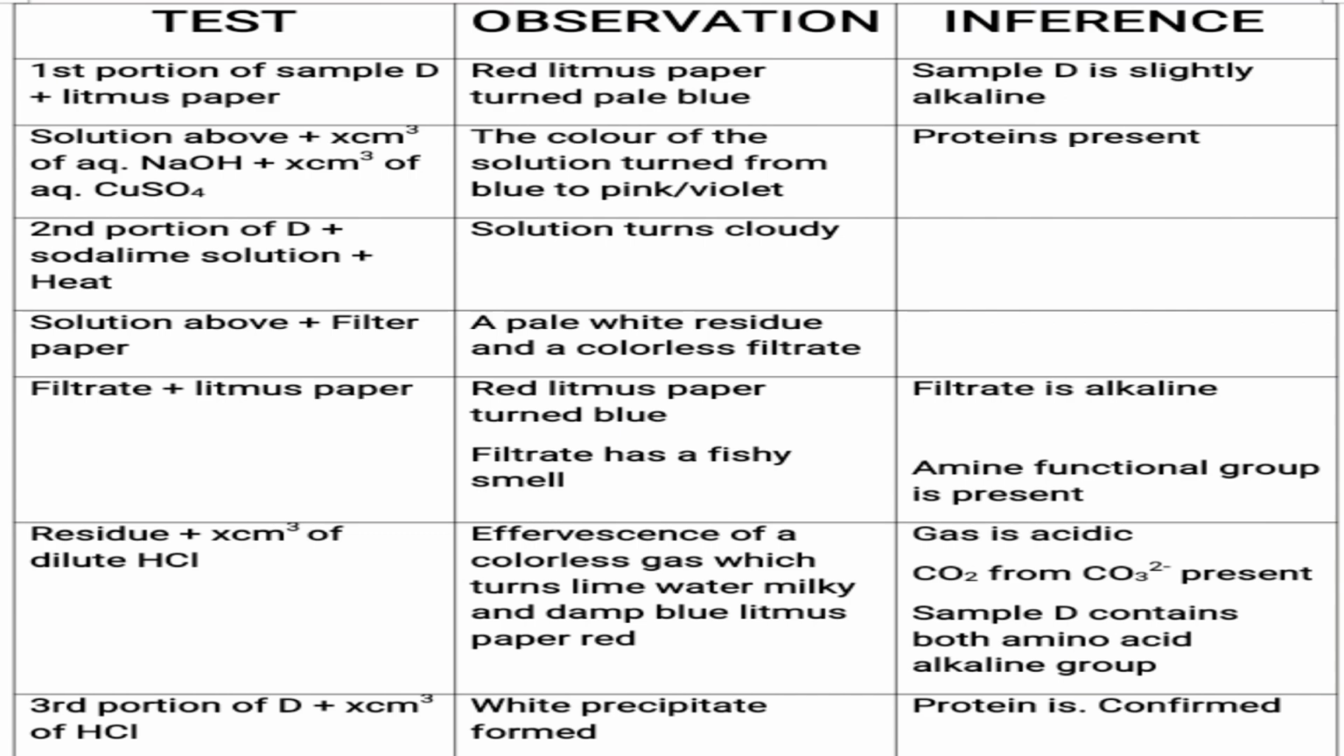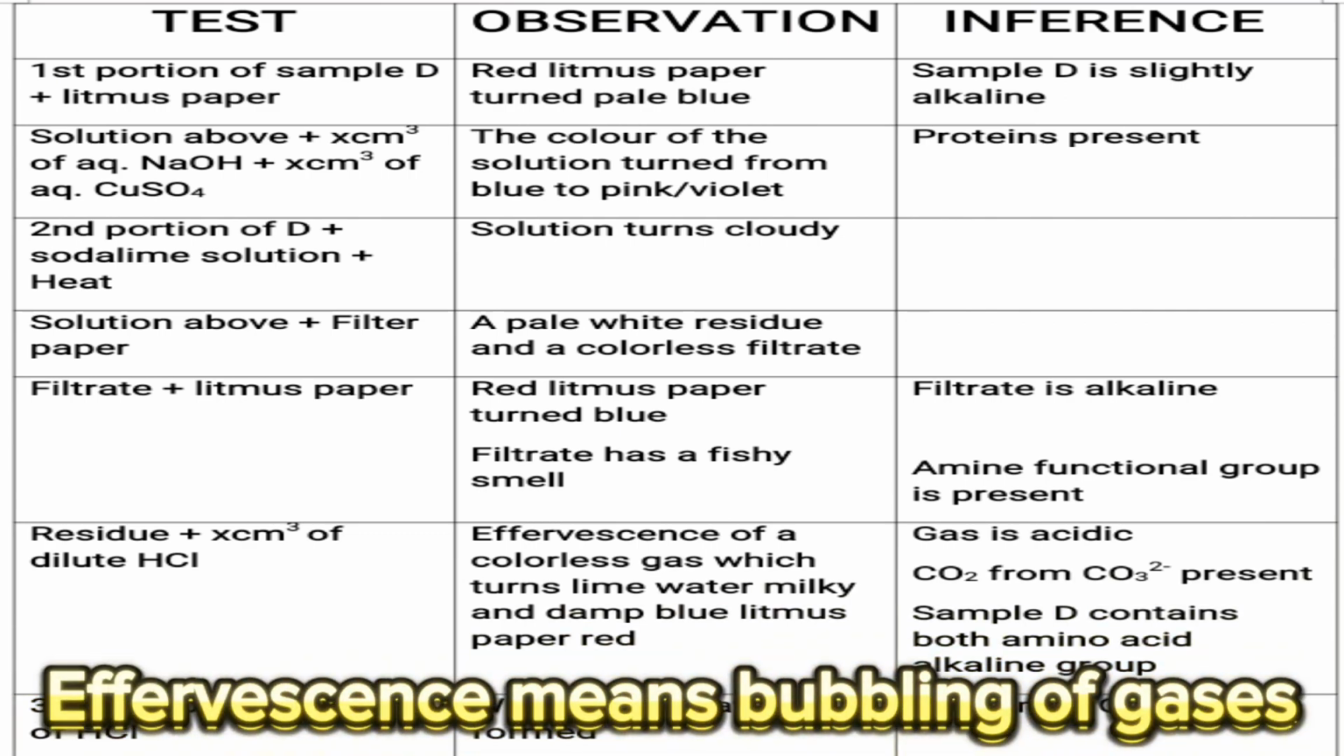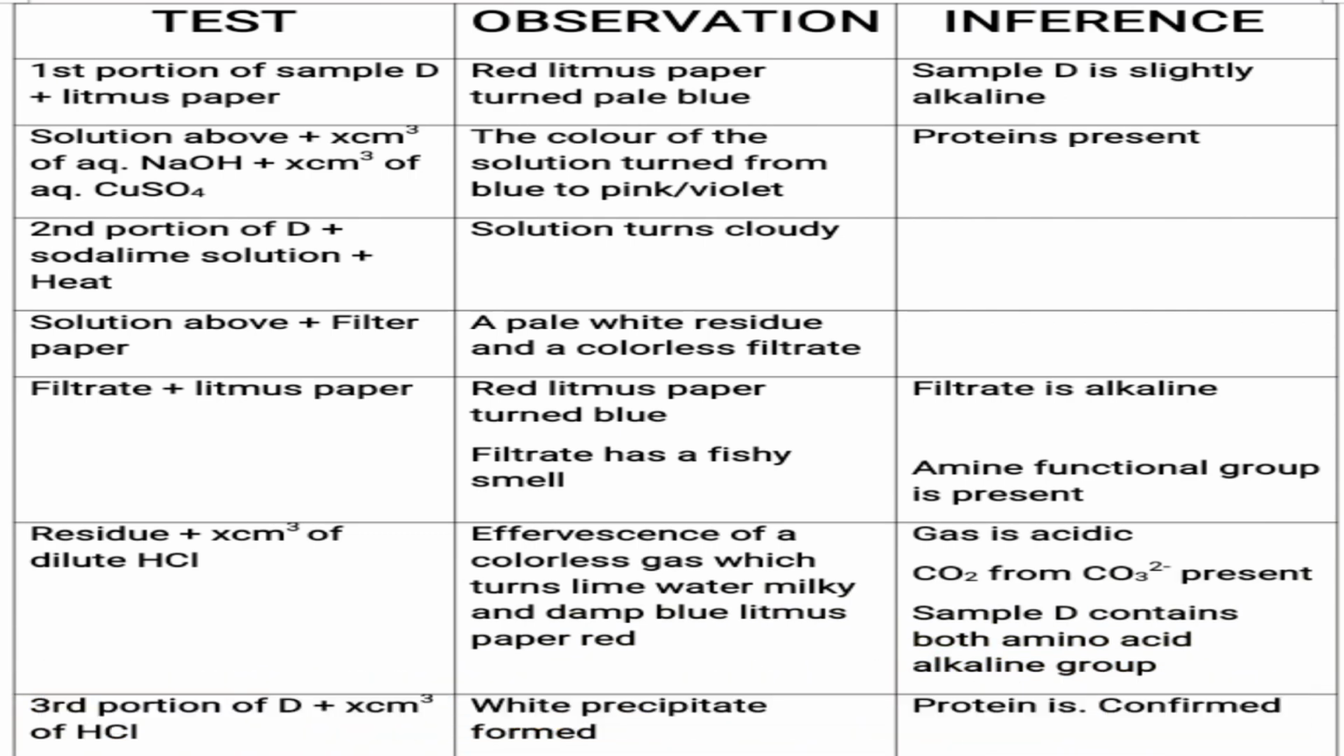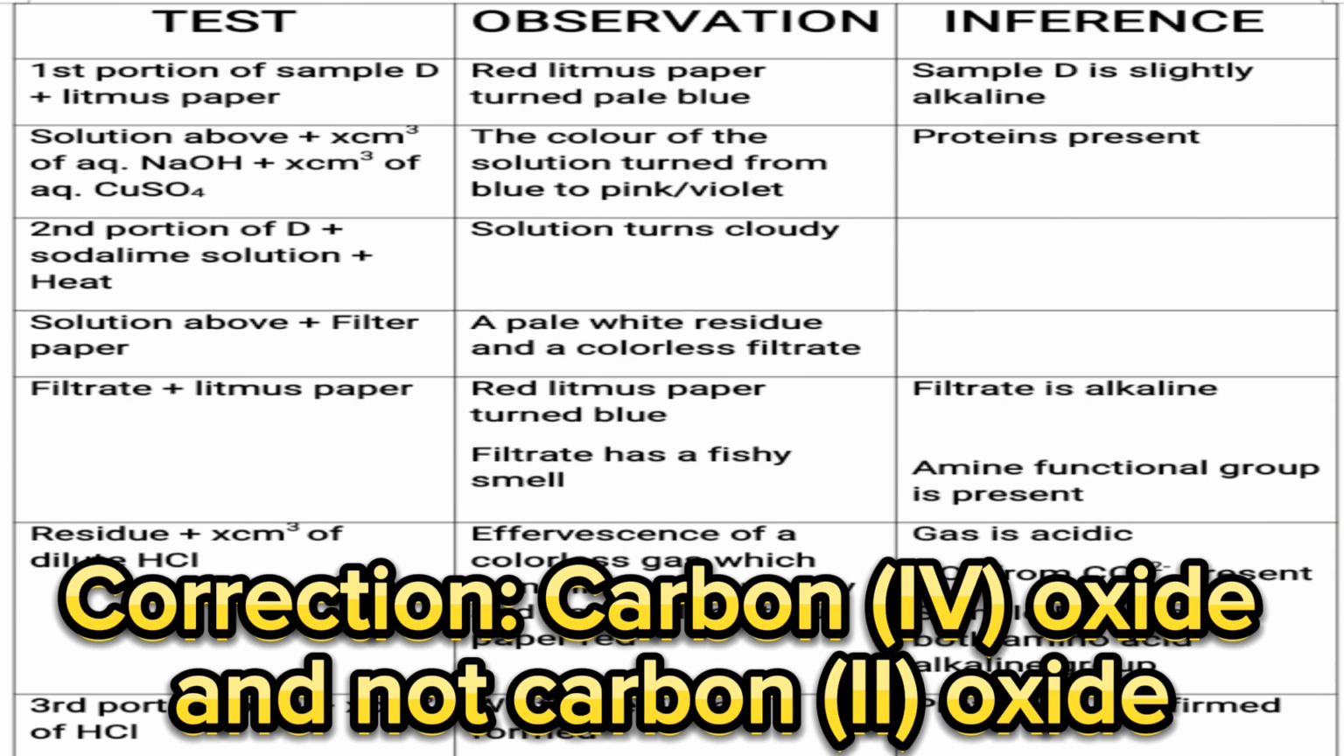Next, moving on, they could ask you to add a certain volume of dilute HCl to the residue. When you do that, you observe that there is bubbling of gas, and bubbling is what we call effervescence. So there's a bubbling of a colorless and odorless gas, and that gas turns lime water milky. And one of the gases that can do that is carbon dioxide. Also, the gas turns a damp blue litmus paper red. So because it turns a blue litmus paper red, we can infer that the gas is acidic. Secondly, the gas turns lime water milky. We can also infer that carbon dioxide is evolved.